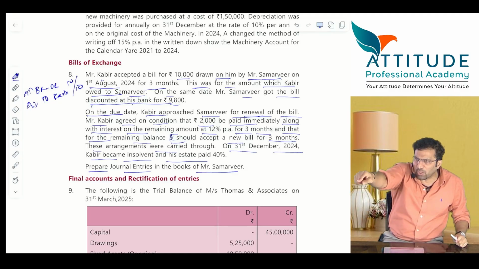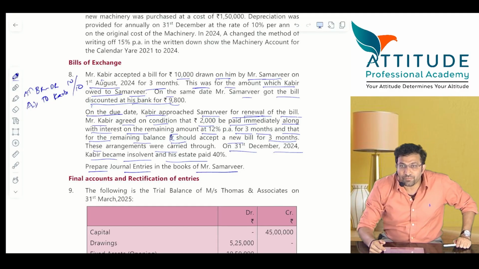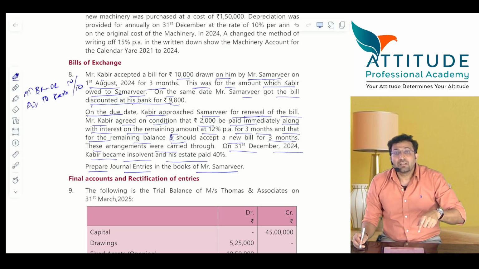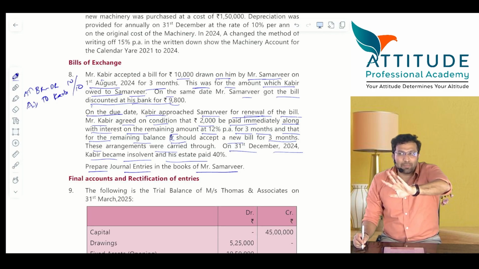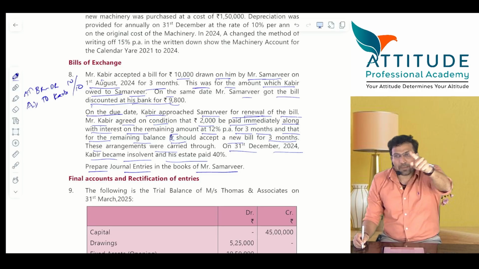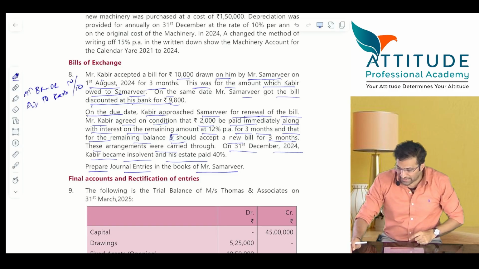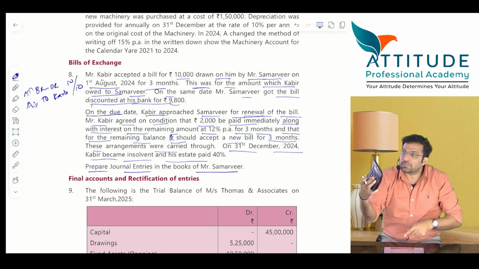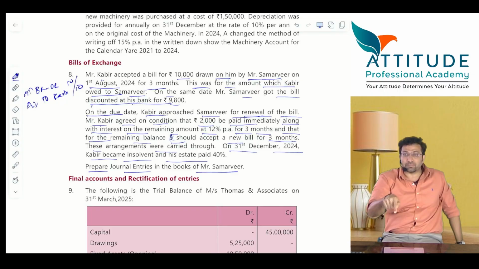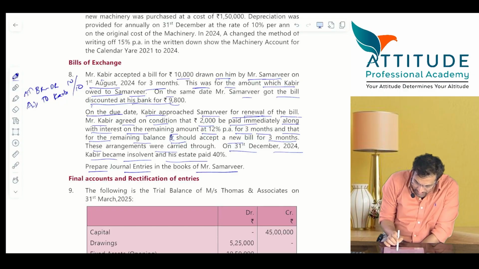Now tell me, in your books Kabir is showing what balance? Debit balance of how much? No, the entry for 2,000 has not been passed yet. First interest and then receipt. Tell me. 10,000 was the first debit plus 240. 10,240 is Kabir's balance in your books. Now you tell Kabir to pay this 2,000 plus interest also, because this question says the condition that Mr. Kabir agreed on the condition that 2,000 be paid immediately along with interest on the remaining amount of 12% per annum for 3 months.